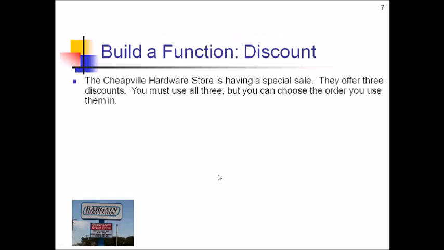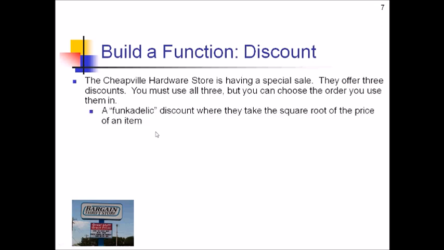So you might be wondering where you could use composition of functions in real life. It gets used quite a lot in computer programming, but here's a less computery example. Let's say we have a hardware store with a sale going on, and they've got 3 different discounts. You have to use all 3, but you can choose the order that you use them in.